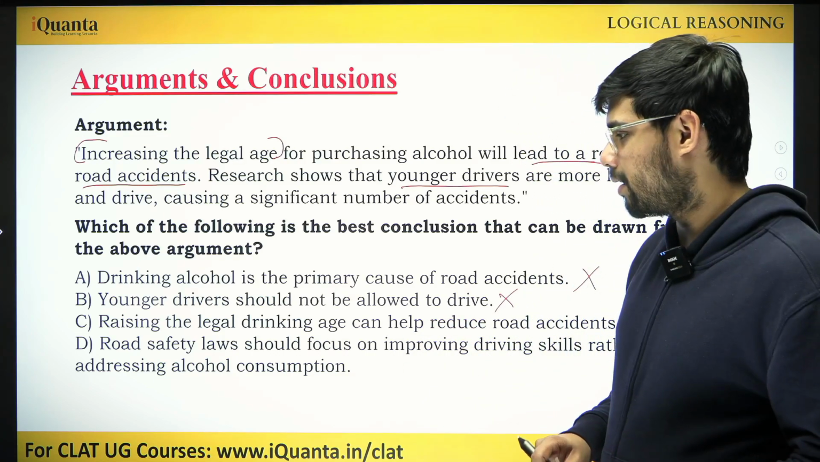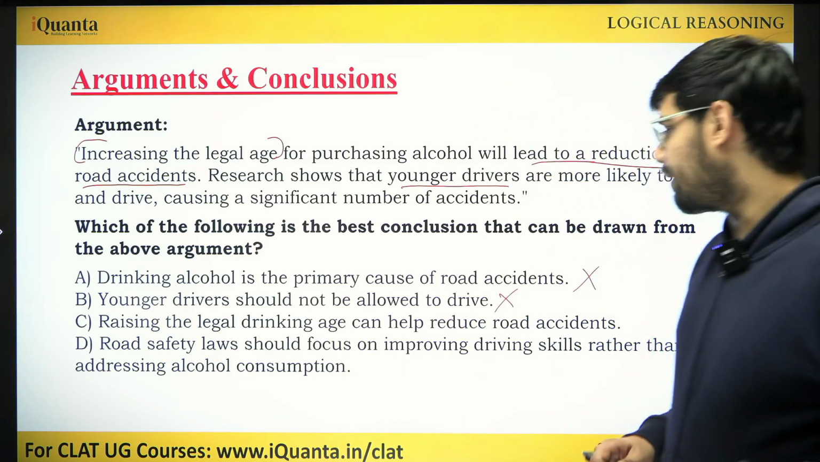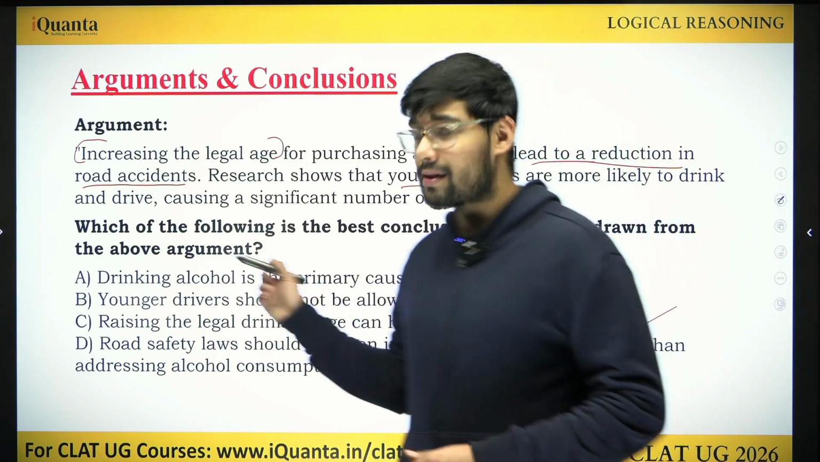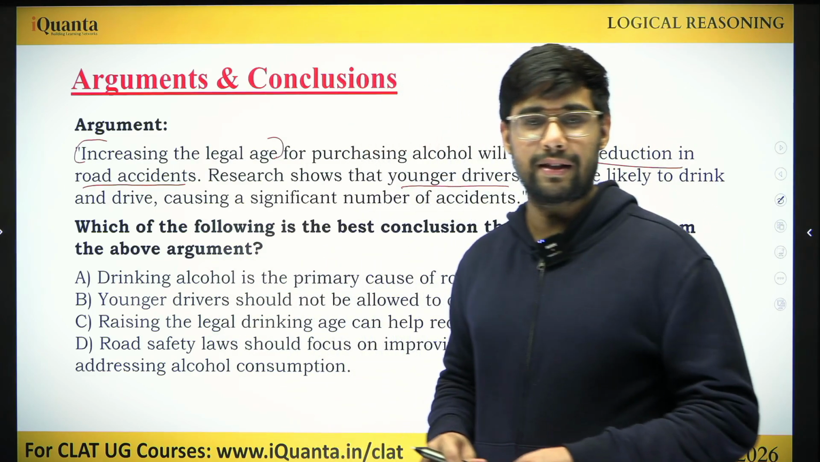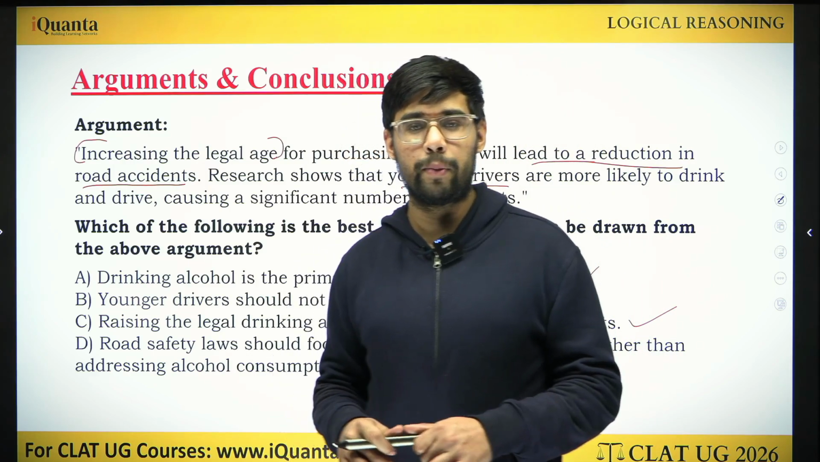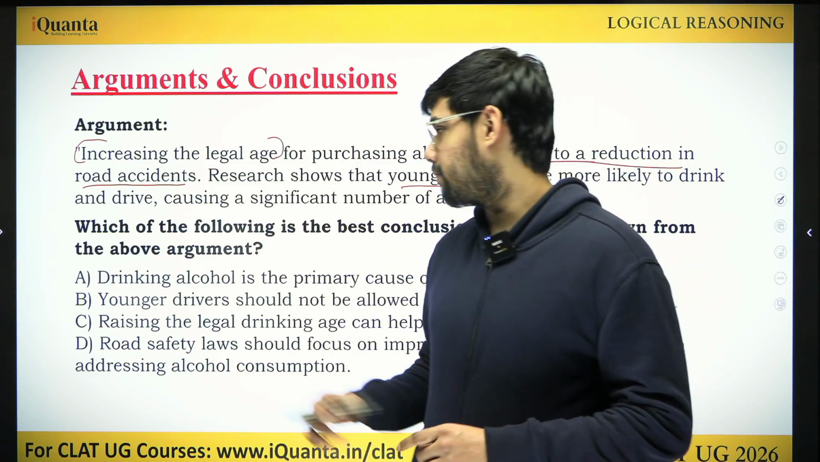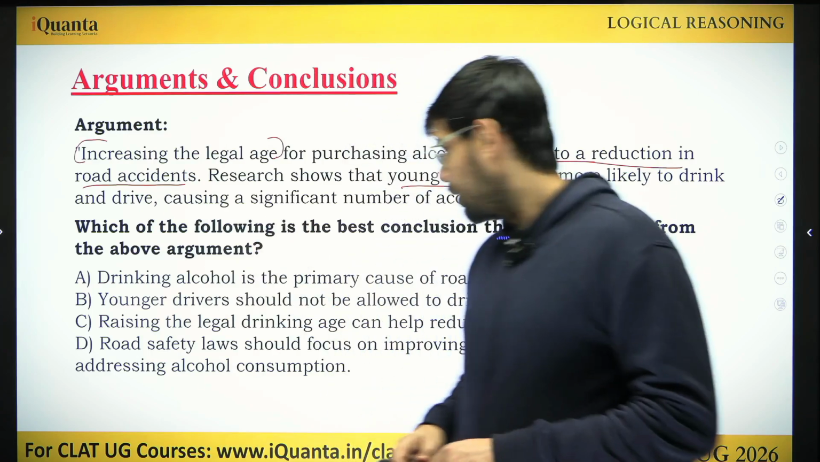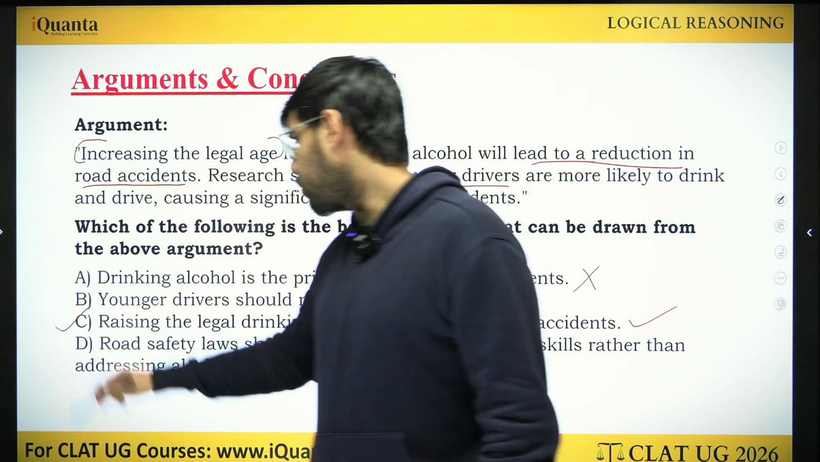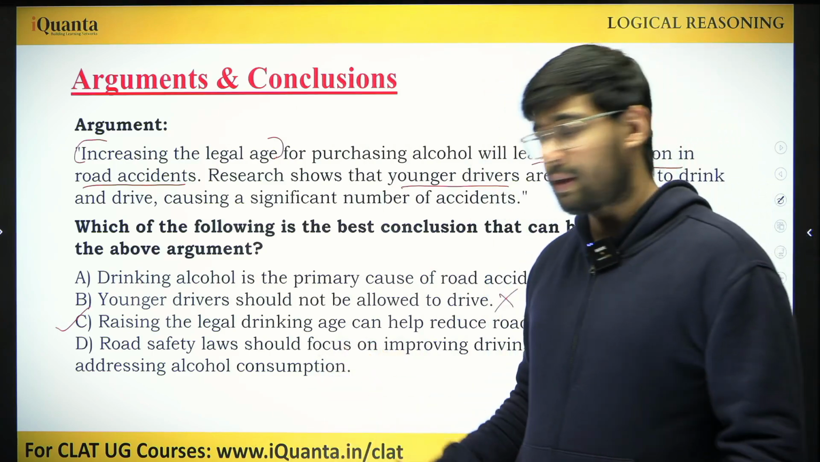Let's look at the third option. Raising the legal drinking age can help reduce road accidents. Absolutely correct. This is the main argument present in the question, that increasing the legal drinking age will reduce the road accidents as younger people won't be drinking and driving to this extent now. Right? So this is absolutely correct. We can conclude this. Let's look at the fourth option as well.